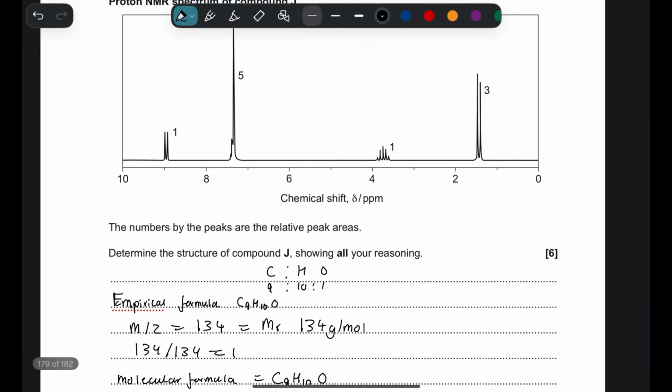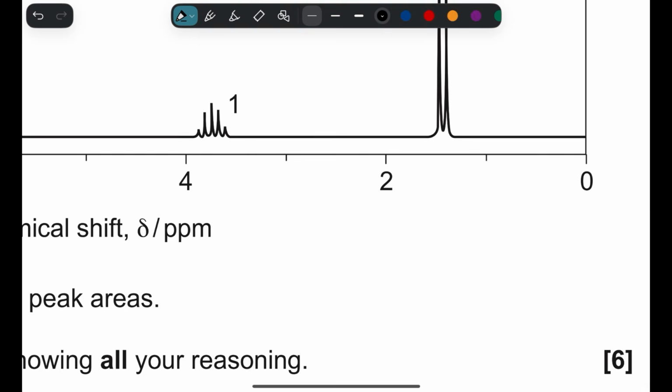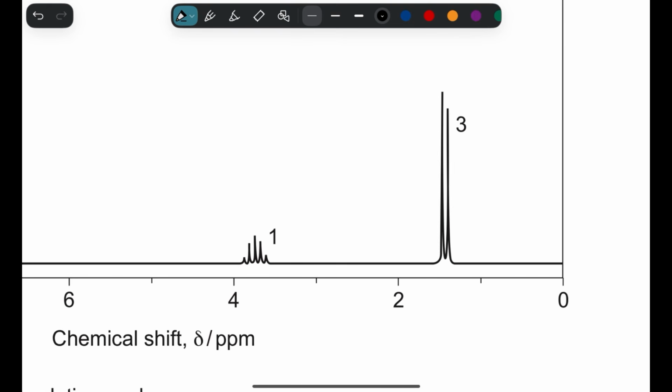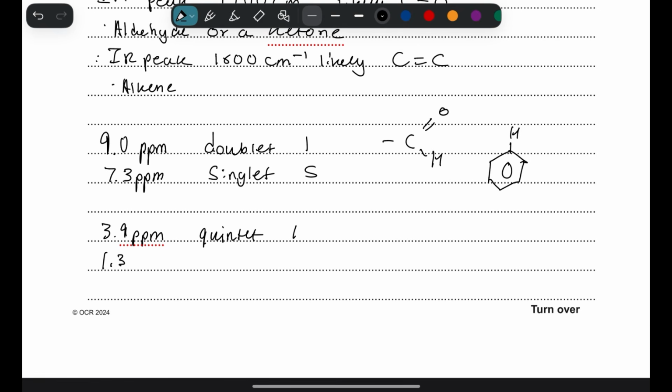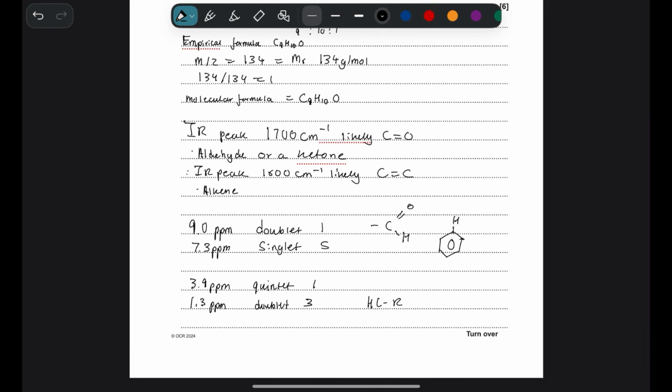And then finally, if we look at the 1.3 here, that's a doublet, integration 3. So we've got about 1.3 ppm. It's a doublet. Its integration is 3. Because we've got that, I'm thinking, okay, if it's integration 3 and it's 1.3, it's definitely HCR, and that's probably going to be a CH3 group. So now we just need to put things together.